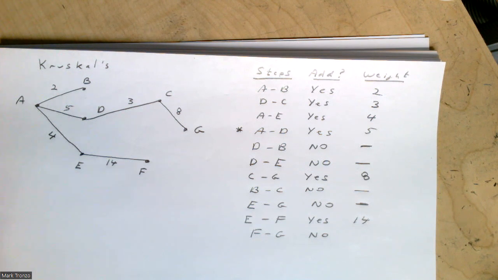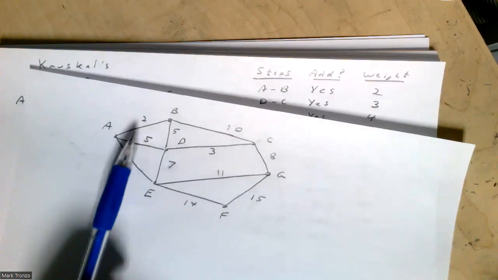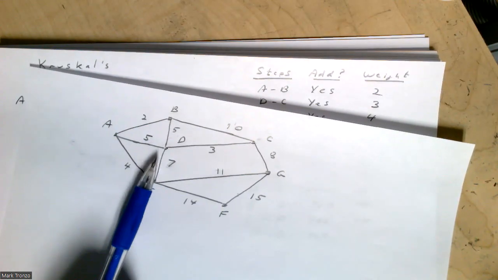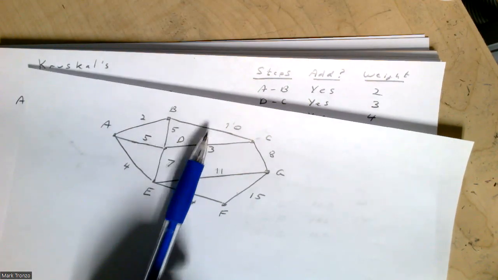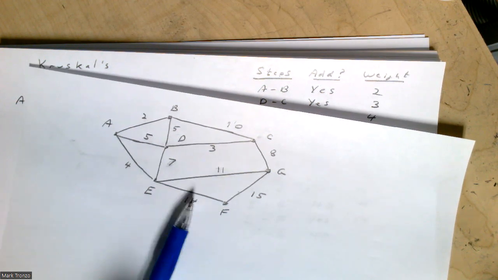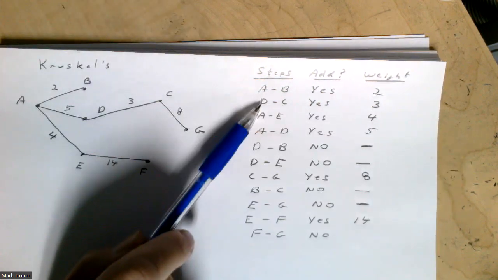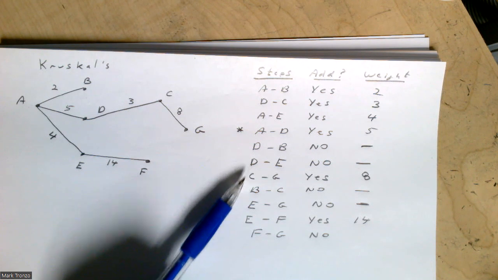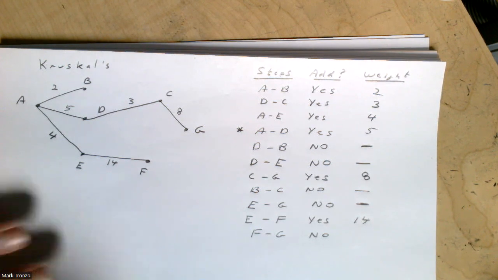So let's just, I'm going to count all the original edges, be sure we've covered them all. 1, 2, 3, 4, 5, 6, 7, 8, 9, 10, 11. 2, 4, 6, 8, 10, 11. Looks like we've considered them all.